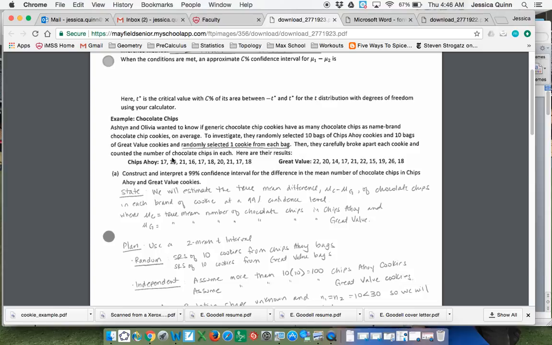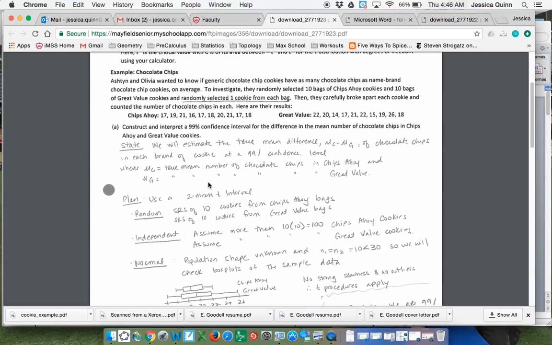So they're giving us the actual data here instead of the statistics for these samples, which often when you see this means you're going to put all this information into your calculator and do box plots. So here we go. We're going to construct and interpret a 99% confidence interval for the difference in the mean number of chocolate chips in Chips Ahoy and Great Value cookies. So that means construct and interpret. That means we're going to do our state, plan, do, conclude.